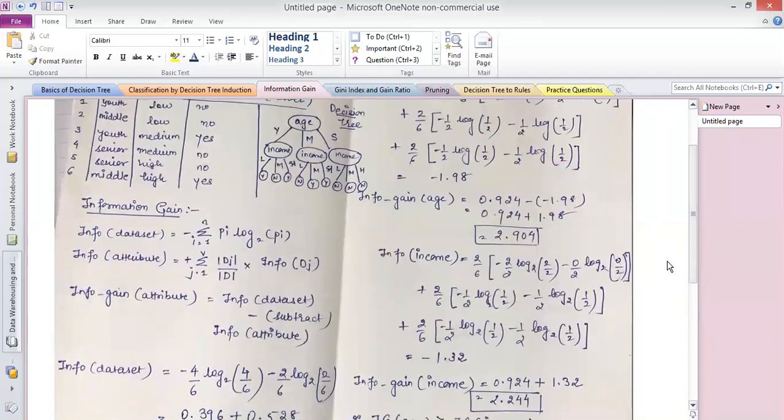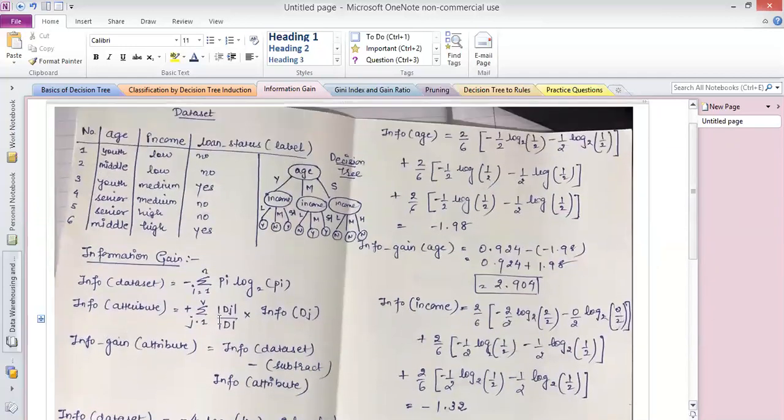You calculated it. Now for age, you calculate info. How do you do that? How many unique values? Age is youth, middle and senior. So for youth, how many tuples? 1 and 2. So we write 2 by 6 in the bracket. The first youth says no, the other youth says yes. So you write minus 1 by 2 log 1 by 2 to the base 2 minus 1 by 2 log 1 by 2 to the base 2. One signifies yes, the other one signifies no.